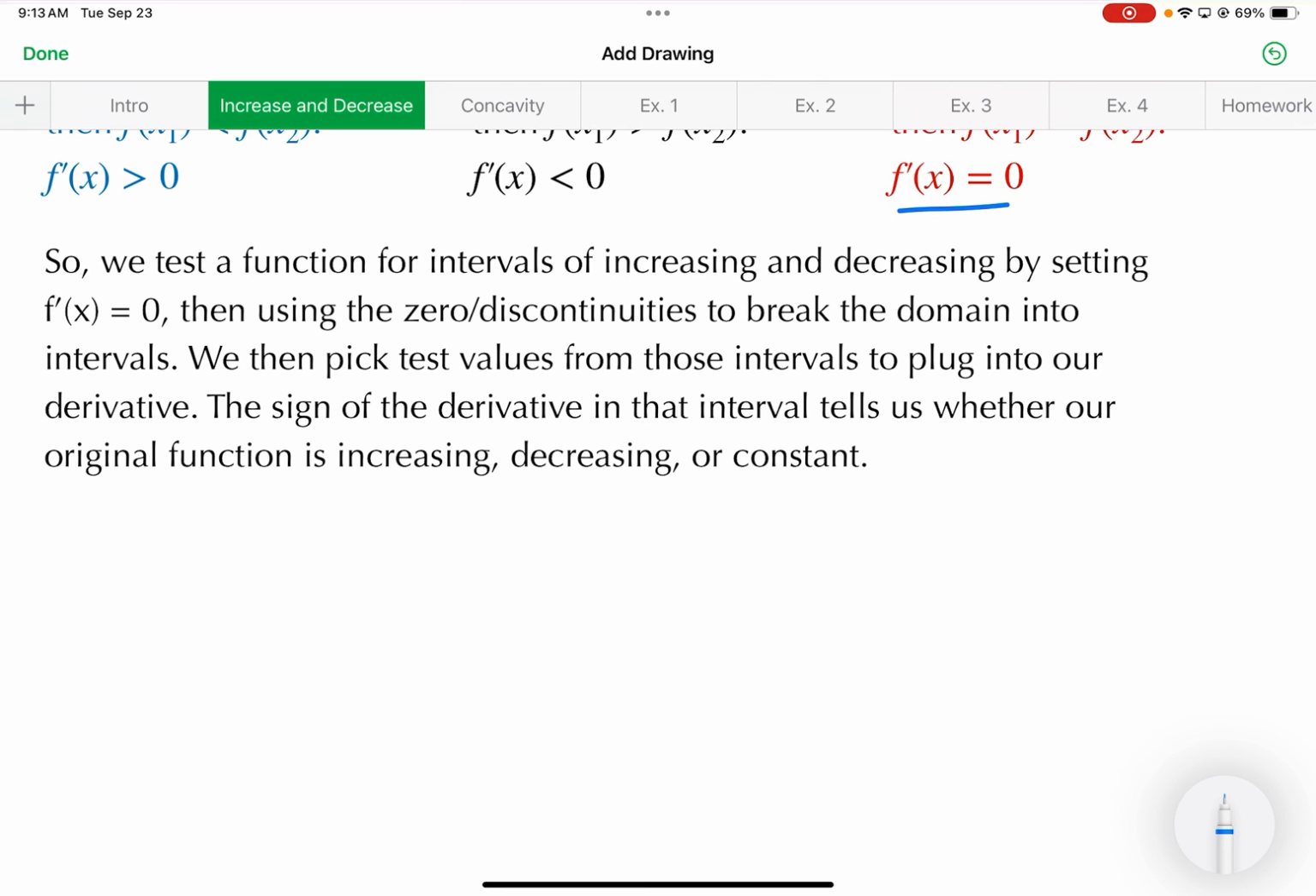We test a function for intervals of increase and decrease by setting your derivative equal to 0, and then using the zeros slash discontinuities of both your original and your derivative to break the domain into intervals. We then pick test values from those intervals to plug into our derivative. The sign of the derivative in that interval tells us whether the original function is increasing, decreasing, or constant. So one thing to keep in mind is that you're using your derivative to tell you information about your original function.